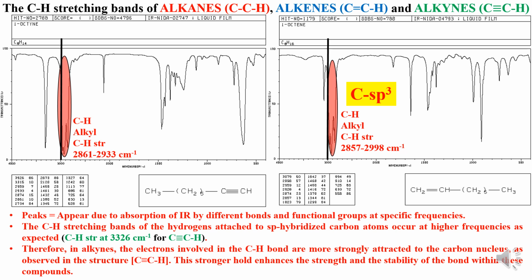Now both in case of octene and octane, apart from the double bond and triple bond, there is the presence of methylene groups, that is CH2 groups. Around 4 to 5 CH2 groups are present. And these CH stretching bands that are sp3 hybridized are because of these methylene groups.